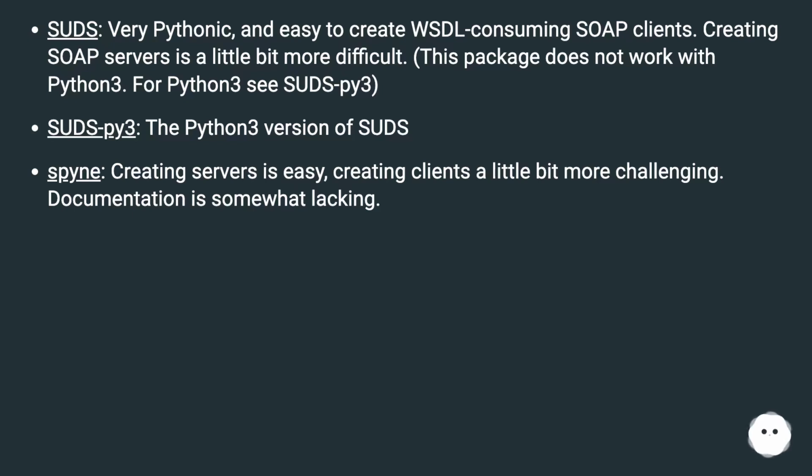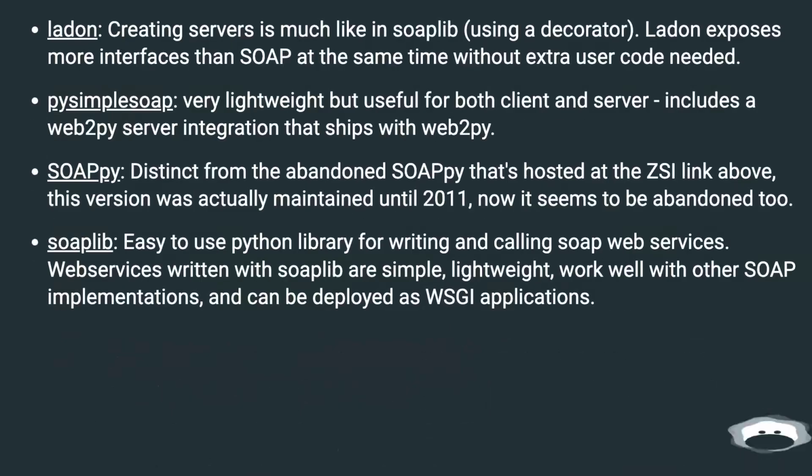Spyne: creating servers is easy, creating clients a little bit more challenging. Documentation is somewhat lacking. Ladon: creating servers is much like in soaplib, using a decorator. Ladon exposes more interfaces than SOAP at the same time without extra user code needed. pysimplesoap: very lightweight but useful for both client and server; includes a web2py server integration that ships with web2py.